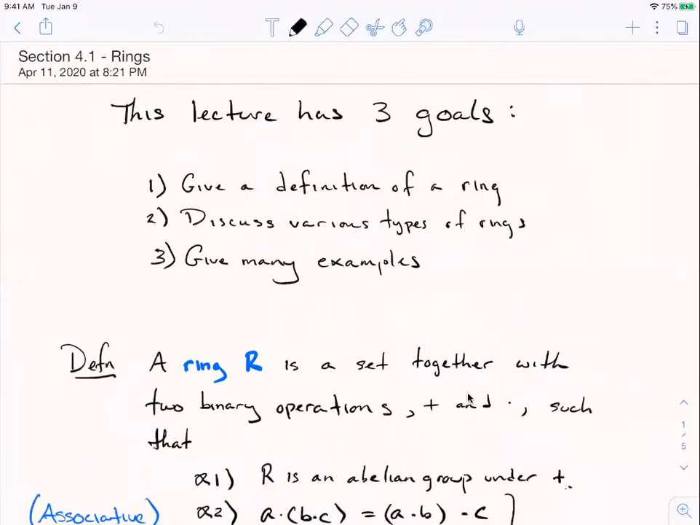So this notion that we're going to study now is called a ring, and it's exactly the mathematical object that turns out to describe structures like the integers and so on, sets with more than one operation. So you can see the goals of this lecture there in front of you. I want to give you a definition of a ring, and then I want to discuss various types of rings, properties that rings may or may not have, and give a lot of examples.